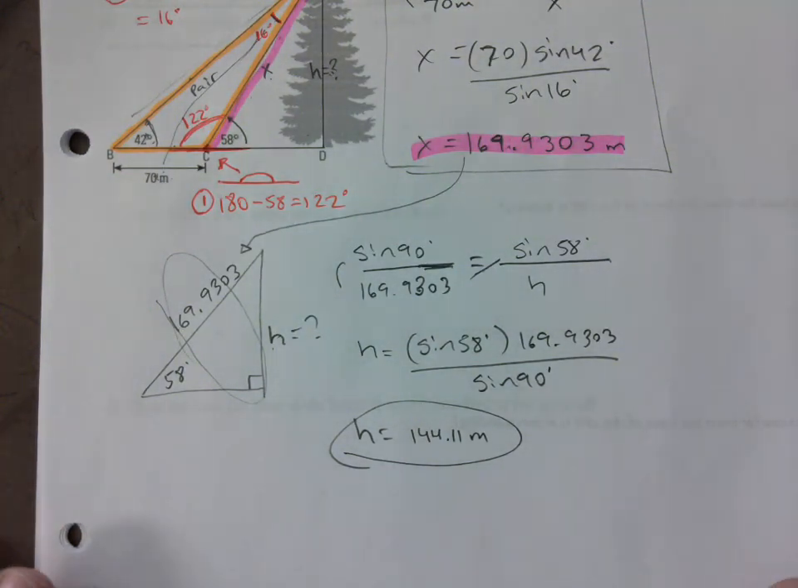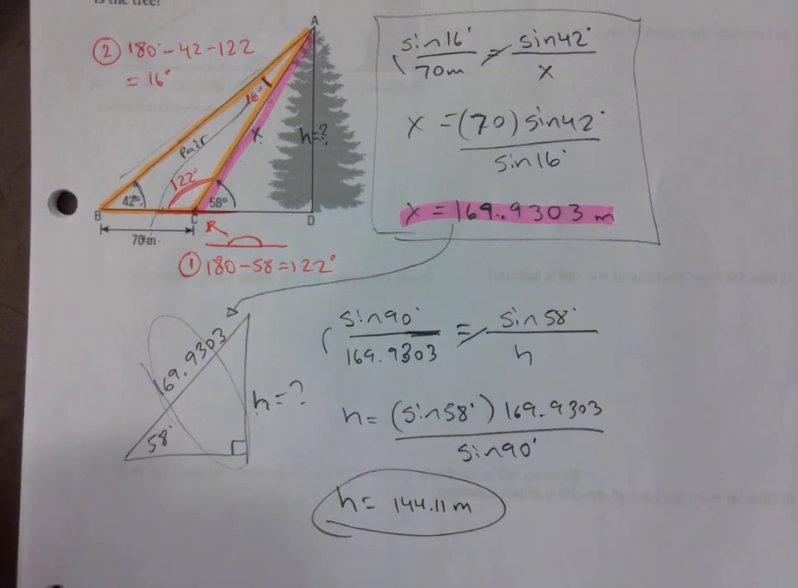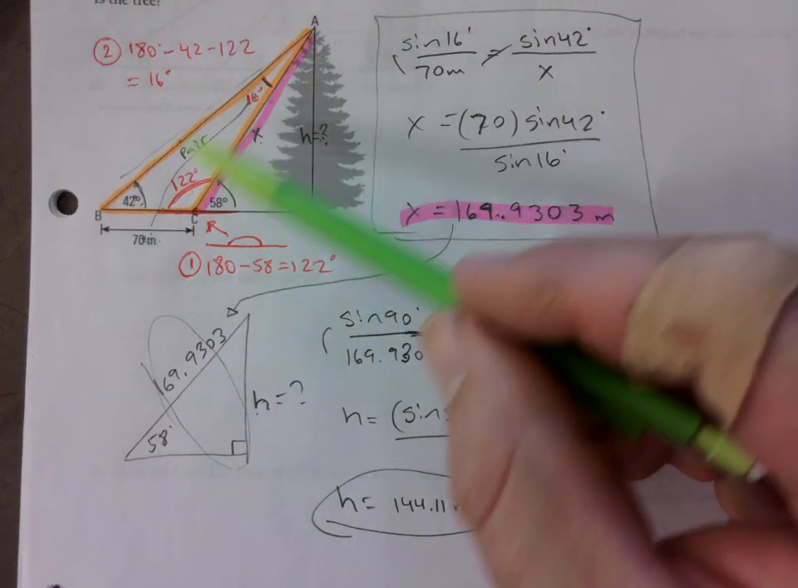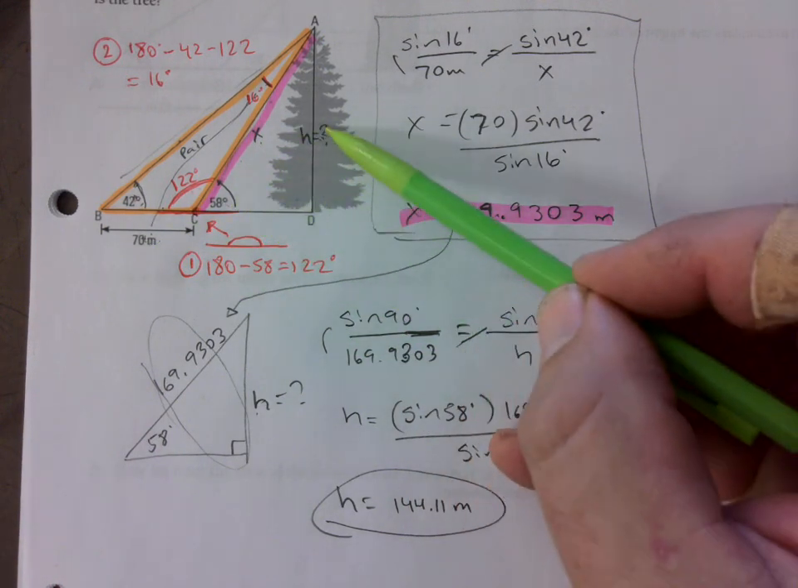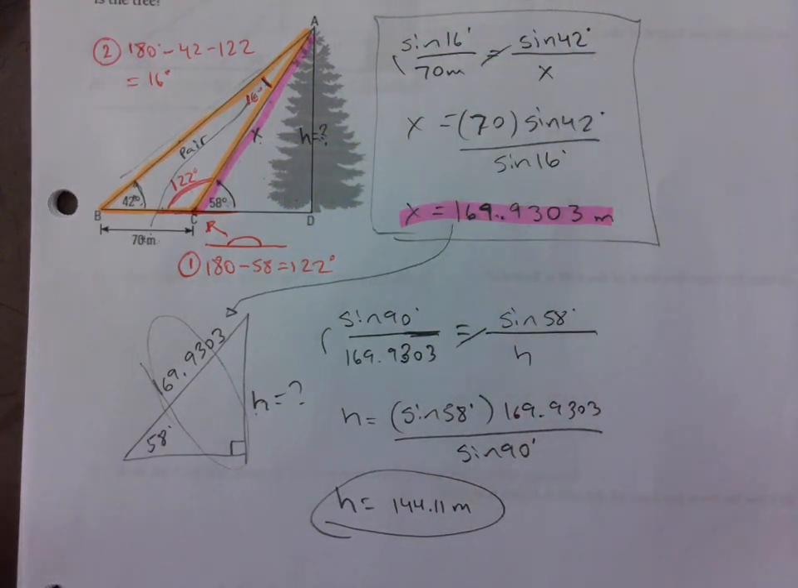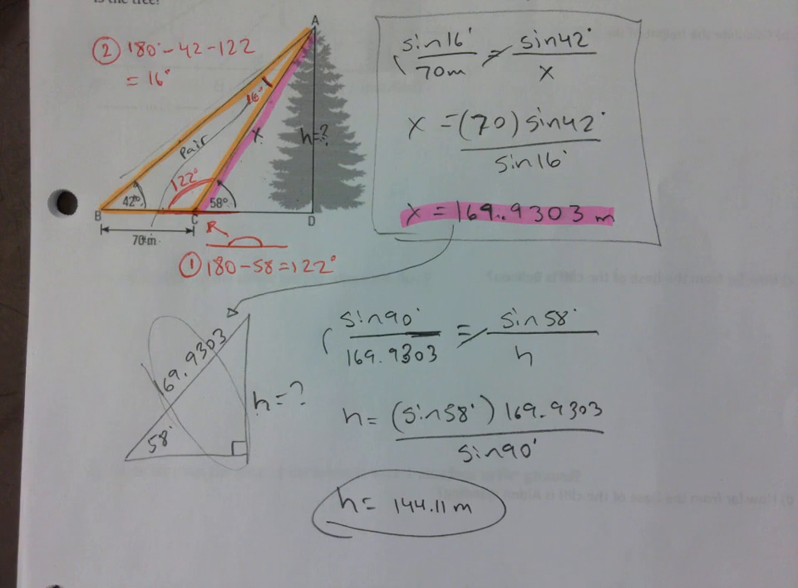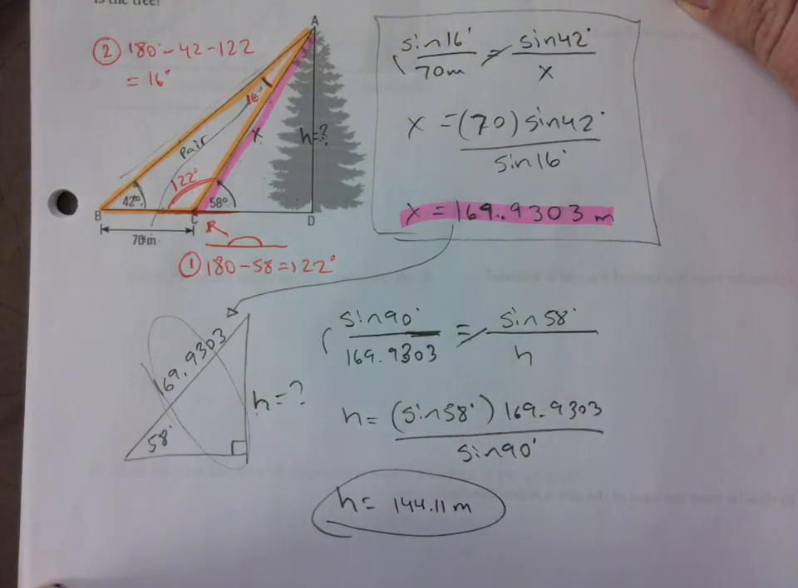Just make sure you don't mix. You're listening, right? Because I know I can put you to sleep with my voice sometimes. Don't mix up triangles. So I will sometimes see sine of 16 over 70, sine of 58 over h. They're 2 different triangles. So make sure you check, okay? Am I mixing up triangles? Because sometimes it's too good to be true, right? It happens, but don't fall for that. Okay, let's keep going.